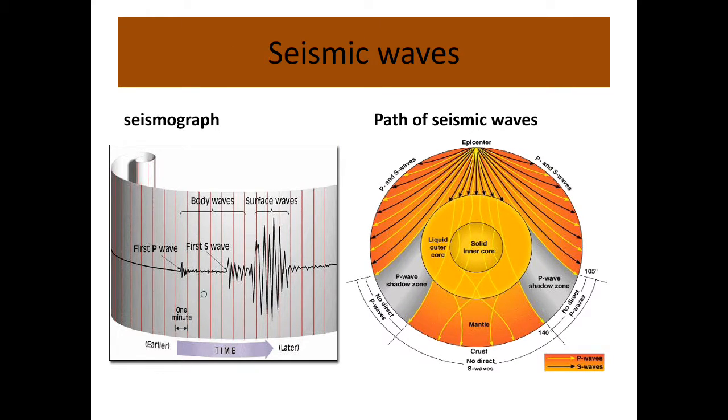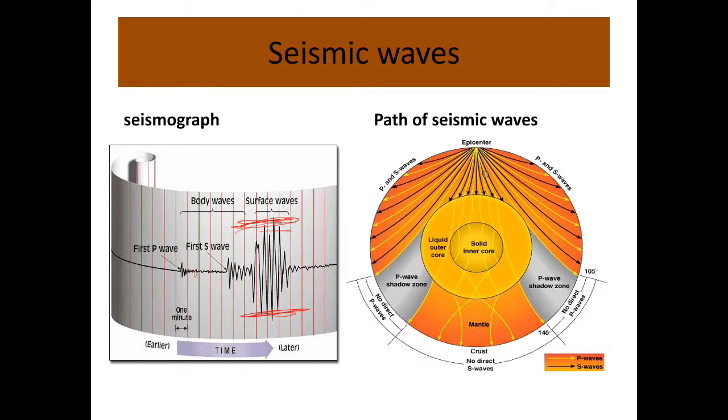This is a seismograph. This is the P wave, the primary wave. This is the first S wave, the secondary wave. When we look at the intensity, the P wave intensity is less compared with the S waves. But when we see the surface wave, the intensity is very high, so the destruction caused by them is very great.